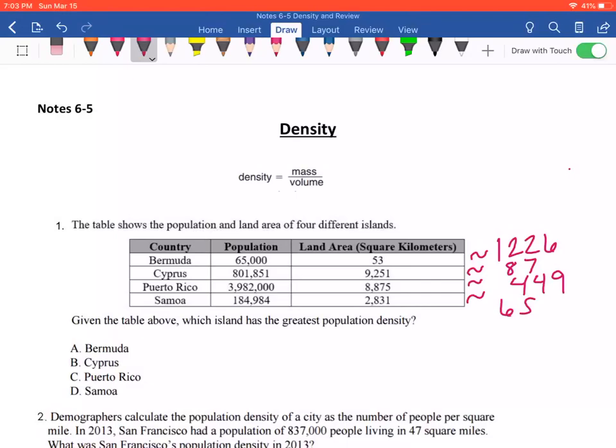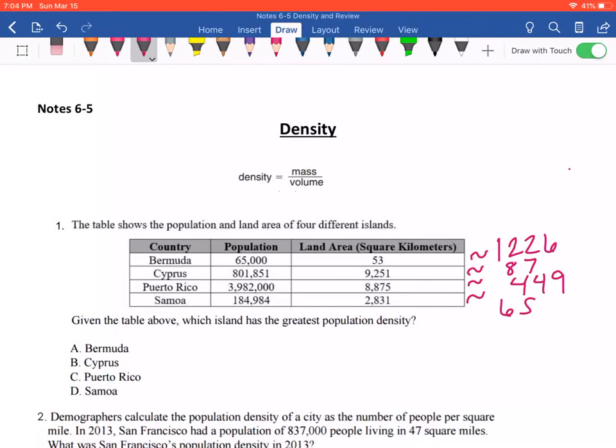So we're going to do 4 examples, starting with number 1 below. The table shows the population and land area of 4 different islands. So we have Bermuda, Cyprus, Puerto Rico, and Samoa. The question says, given the table above, which island has the greatest population density?